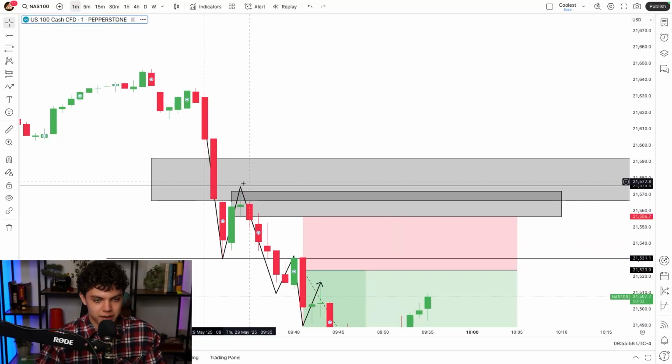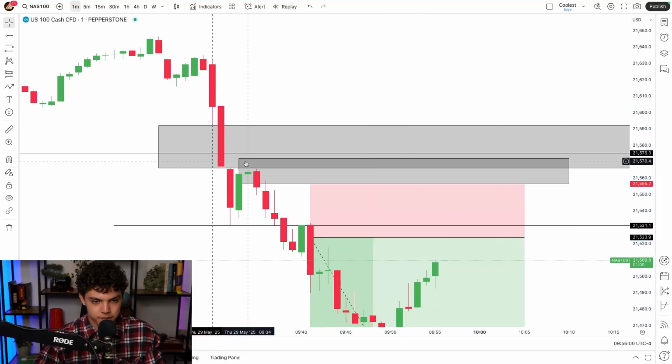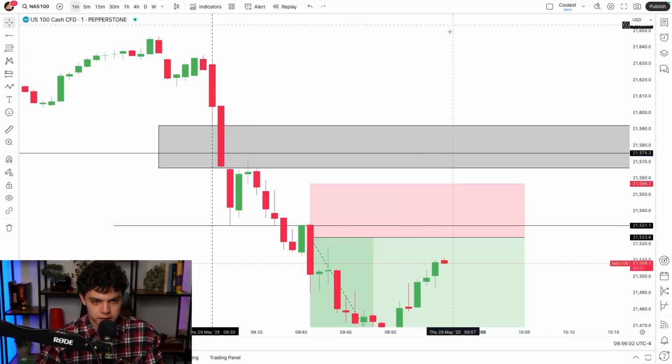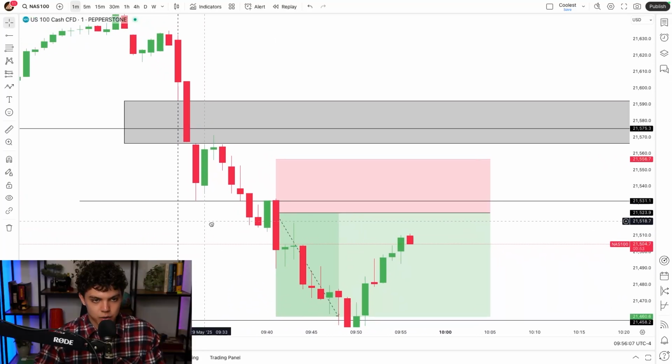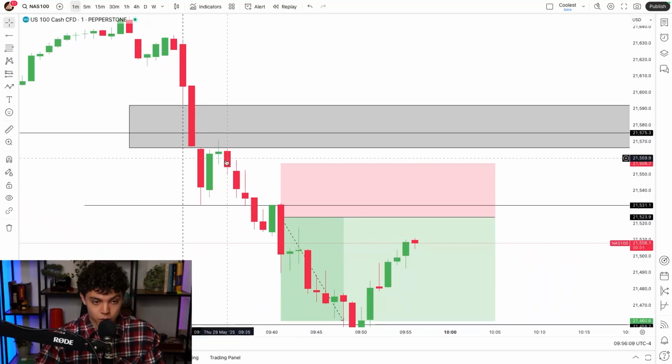What is this? This is a 1 minute fair value gap. Look at this. What happens? Hold on, let me remove this. 1 minute fair value gap tapped into, respected. Okay, how do we know it's respected? Because it just taps into it and goes to the original trend.